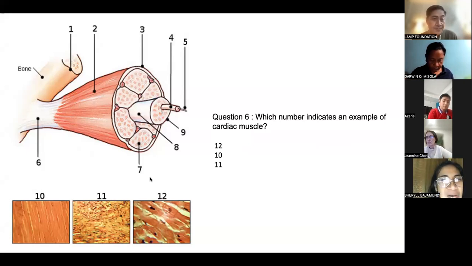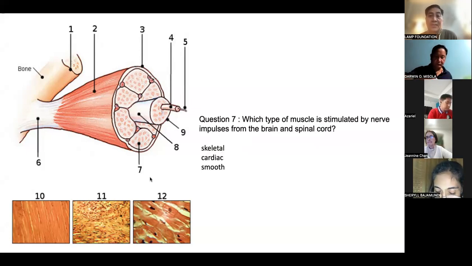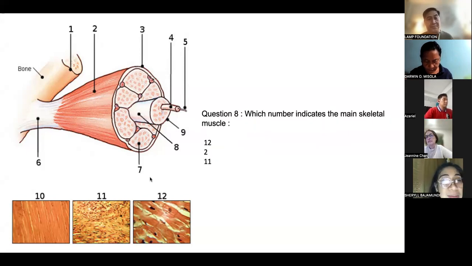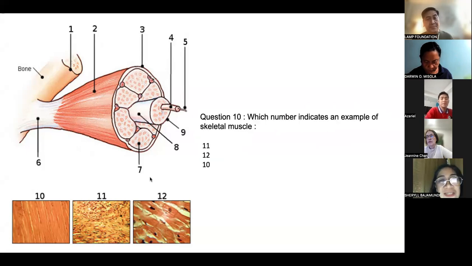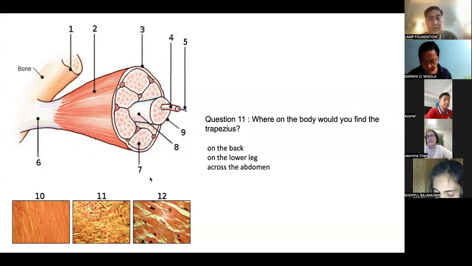I think it's 12. Which type of muscle is stimulated by nerve impulses from the brain and spinal cord? The skeletal muscle. Which number indicates the main skeletal muscle? Number 2. Skeletal muscle is attached to bones by? Tendons. Which number indicates an example of skeletal muscle? I think that's 10.